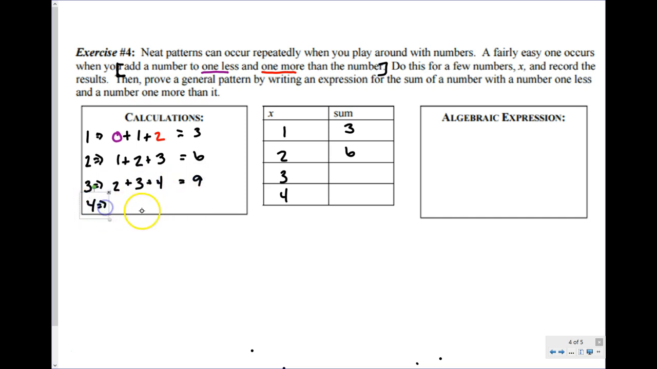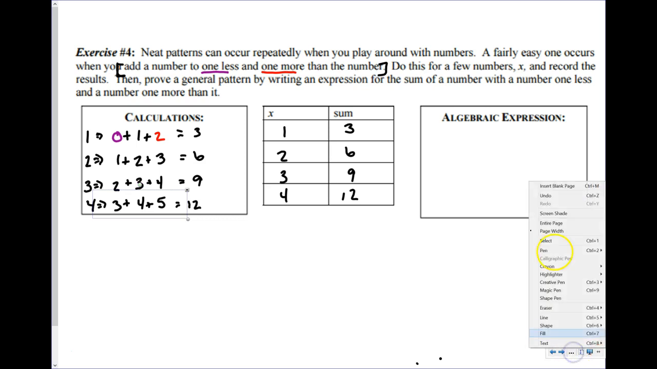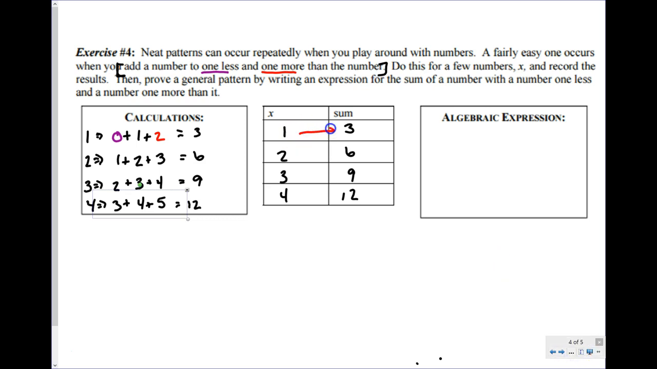Now, I hope you're starting to see a pattern here. If I have 4, 1 less than 4 is 3, and 1 more than 4 is 5. So 3 plus 4 plus 5 gives me a 12. What is the pattern that we're seeing here every time? Yes, they are each going up by 3 every time, but let's pretend that I'm looking for the pattern on how we get from the number 1 to the number 3. How do we turn a 2 into a 6? How are we turning a 3 into a 9? How are we turning a 4 into a 12? What is the math that's happening to that?